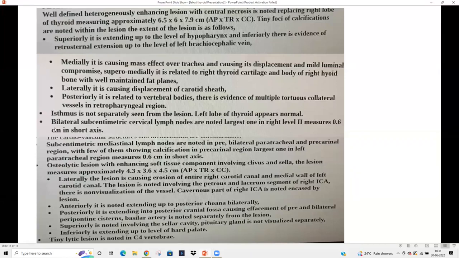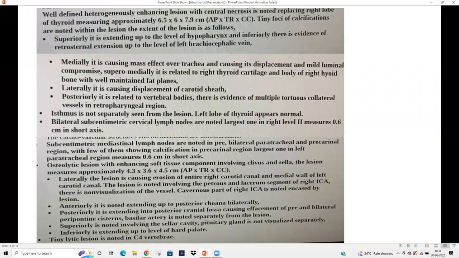So coming to the skull-base lesion, it is an osteolytic lesion with enhancing soft tissue component involving the clivus and sella, measuring 4.3 into 4.5 centimeters. The lesion is destroying the petrous apex on the right side, and there is an encasement of the internal carotid artery in the cavernous sinus, with skull-base foramina involvement, jugular foramina and hypoglossal.